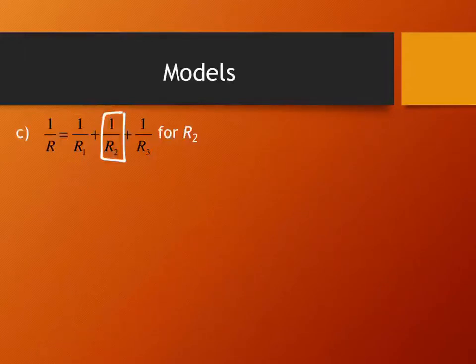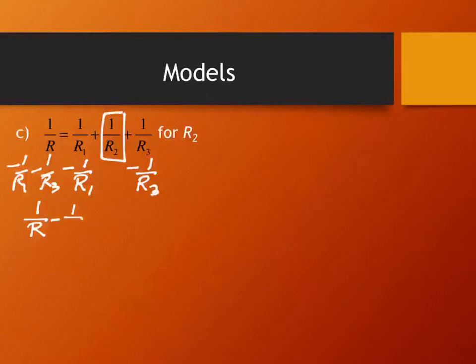Okay. So the 1 over the R1 and the 1 over the R3 are added to the 1 over R2, right? So just like on the previous problem, if they're added, I want to undo it with subtraction. So I'm going to shift them to the other side of the equation with subtraction. So I'm going to subtract the 1 over R1 and the 1 over R3. So on the left-hand side, I have 1 over R minus 1 over R1 minus 1 over R3. And it equals 1 over R2.